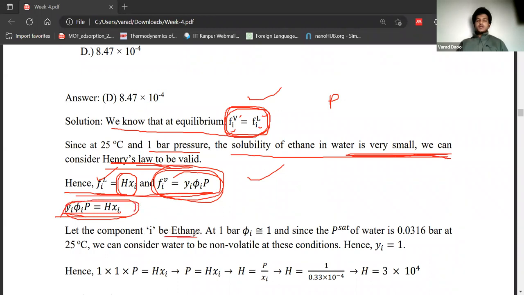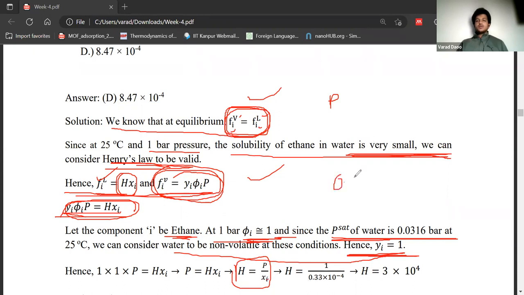Now let the component i be ethane. At 1 bar, we know that yi is equal to 1 because the P-sat of water is this, hence we can consider water to be non-volatile at this condition. So we put in the values: yi into PT is equal to H into x. We rearrange it to get this expression, and then we put in the value of x that has been given to us, 0.33 into 10 raised to power minus 4. Just put in the value and we get the Henry's law constant. Like I said, it's a constant. I hope so. Then we'll move on to the next part.